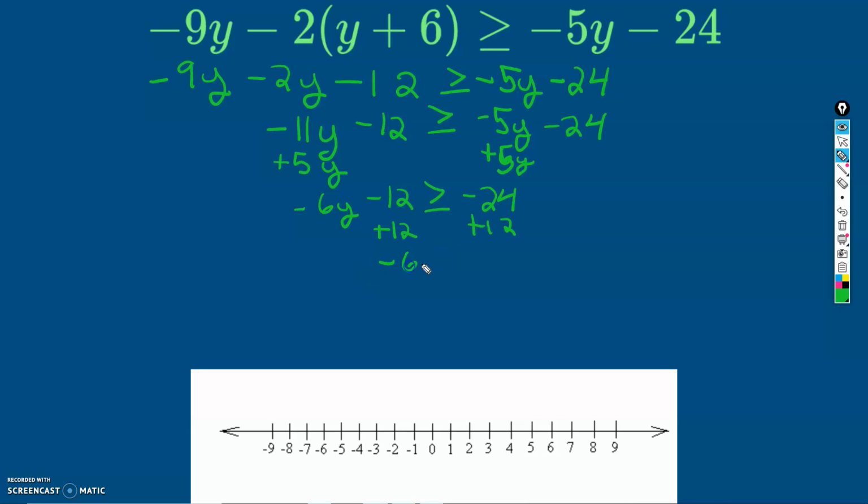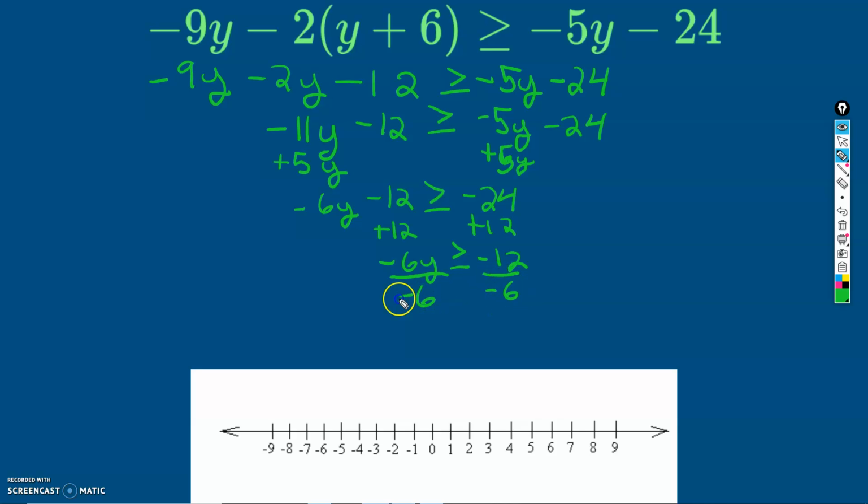So I still have a negative 6y. Always remember, carry those negatives with you. Still have a greater than or equal to. Negative 24 plus 12 will end us at negative 12. And now, here's the big thing. I'm going to divide by negative 6 on both sides.